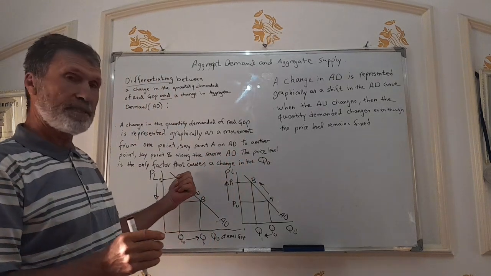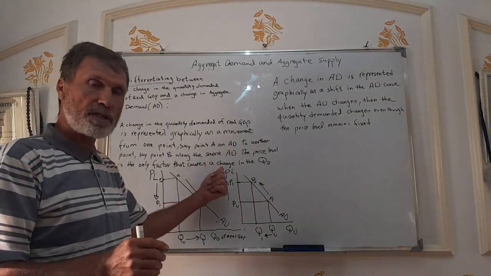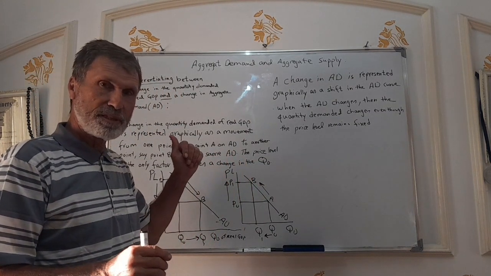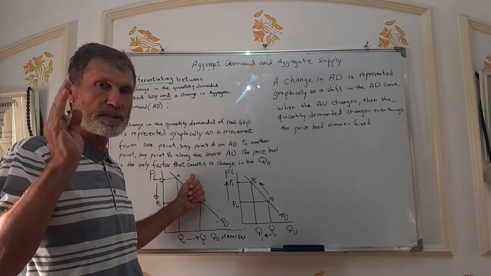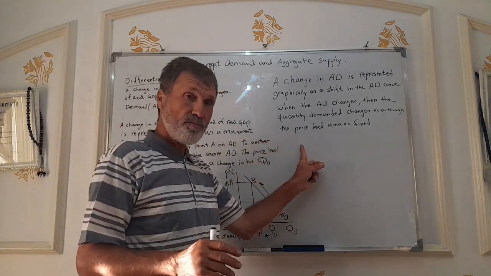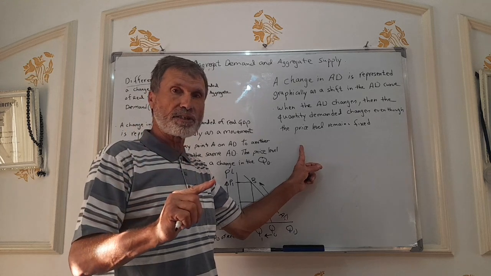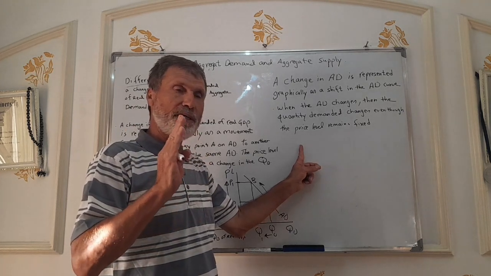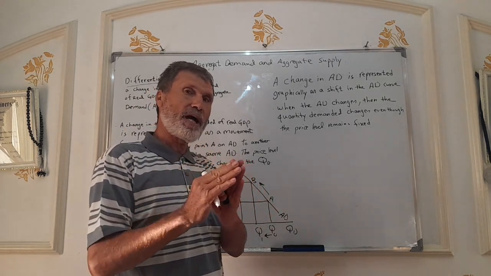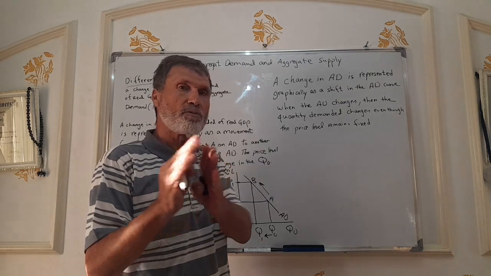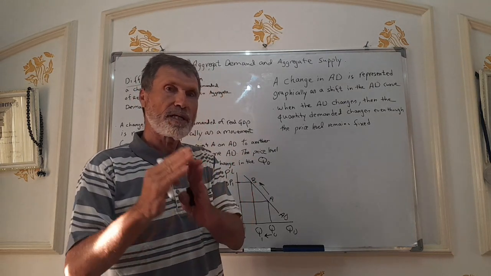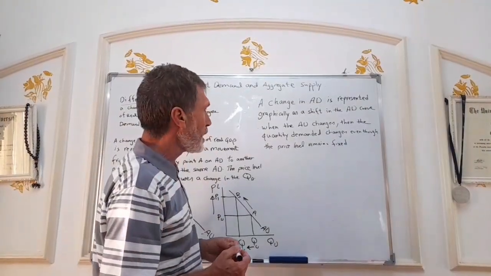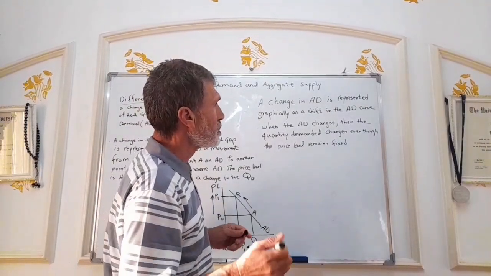In the first case, when the price level changes, the quantity demanded changes. The price level decreases, the quantity demanded increases, ceteris paribus. Over here, even though the price level is constant, when the aggregate demand shifts, the quantity demanded will shift. If the aggregate demand increases, the quantity demanded will increase. Graphically we can, of course, show this.